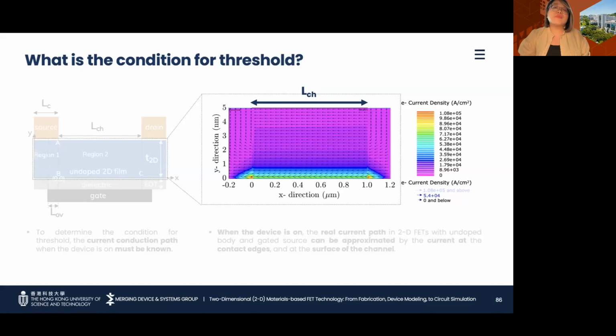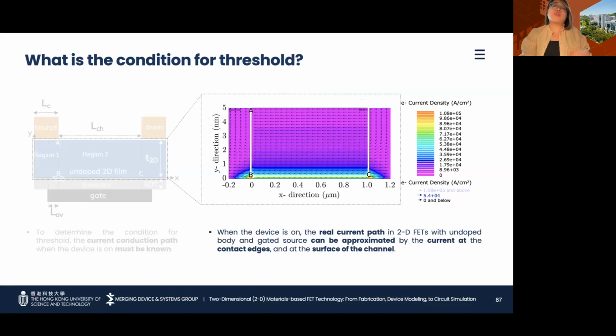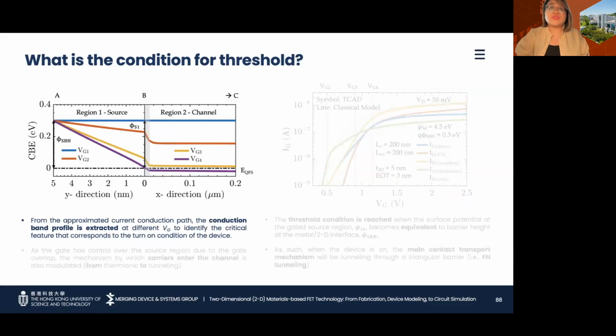So when the maximum current density is traced, the real current path when the device is on can be approximated to be near the edges of the contacts and at the surface of the channel, which is represented by the vertical line segment from A to B and the horizontal line segment from B to C. We can then extract the conduction band profile along this approximated current conduction path. We can do this at different gate biasing conditions.